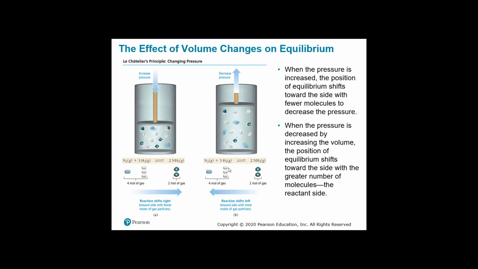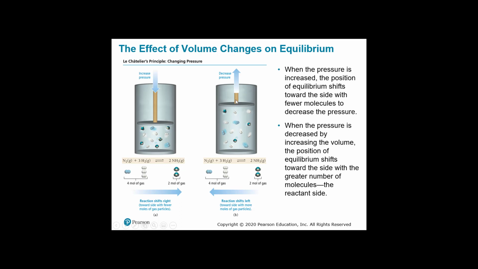Okay, let's look at this. The effect of volume changes on equilibrium. When the pressure is increased, as it is in this first picture, it's going to favor the side with fewer moles of gas. So in this case, we have 2 moles of gas. This reaction is going to be favored on the product side because there's less of them.